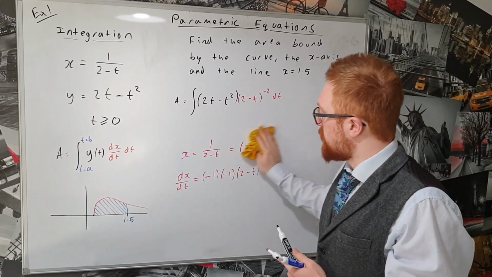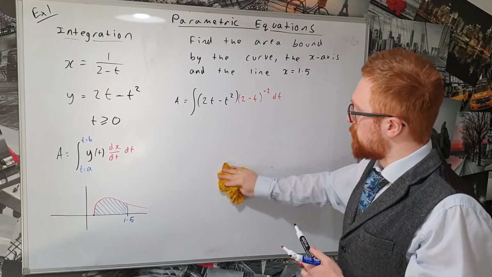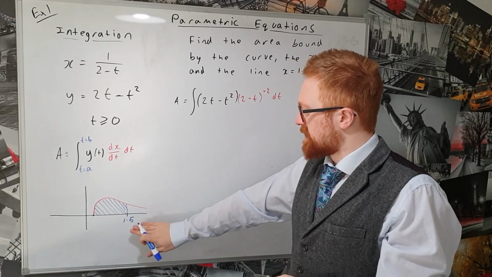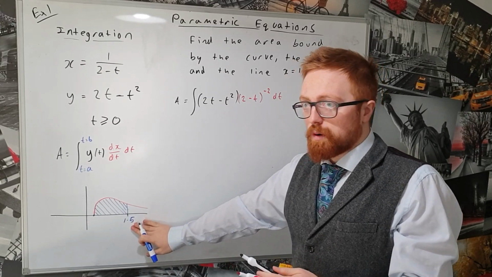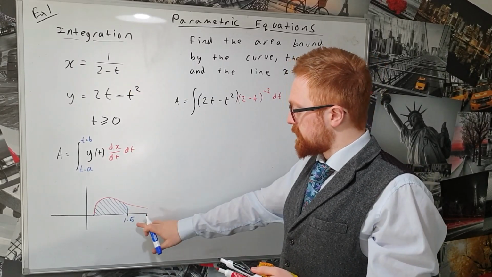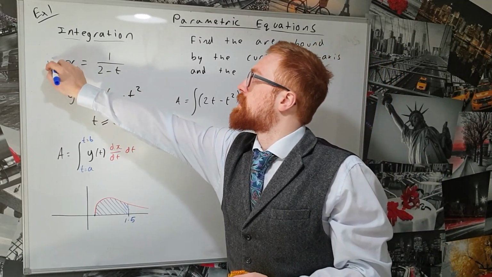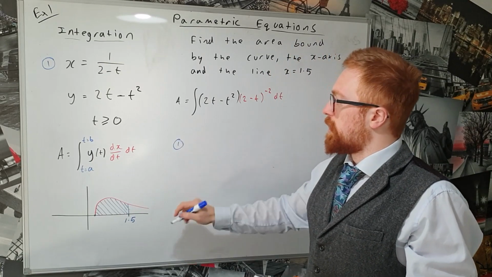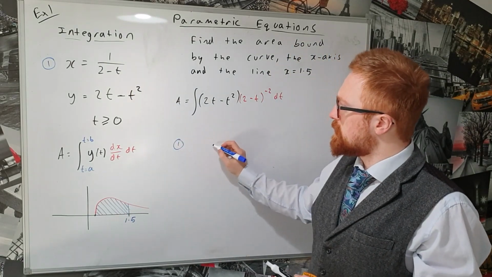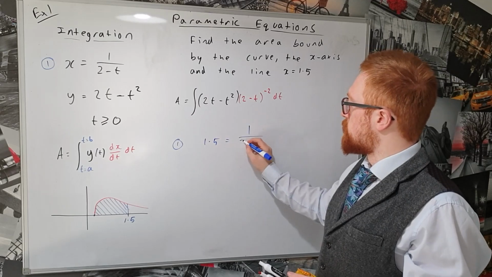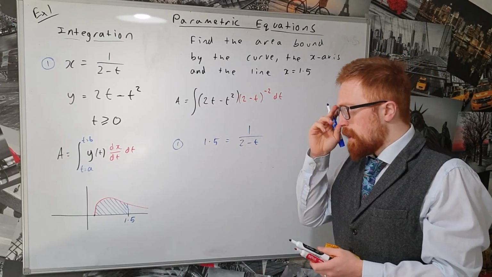So the last thing we need to work out are the limits. We need two limits. The first limit, or the upper limit, is when x is equal to 1.5. That's probably the most direct one that we can work out, so let's do that now. If x is 1.5, we're going to use this first equation here to work out what t is. So we get 1.5 is equal to 1 over 2 take away t.